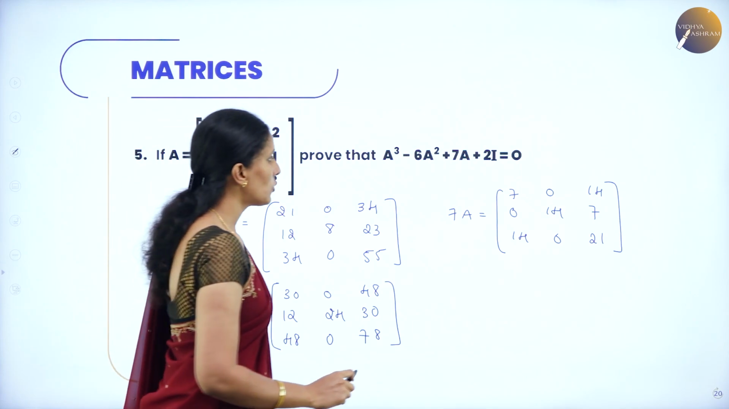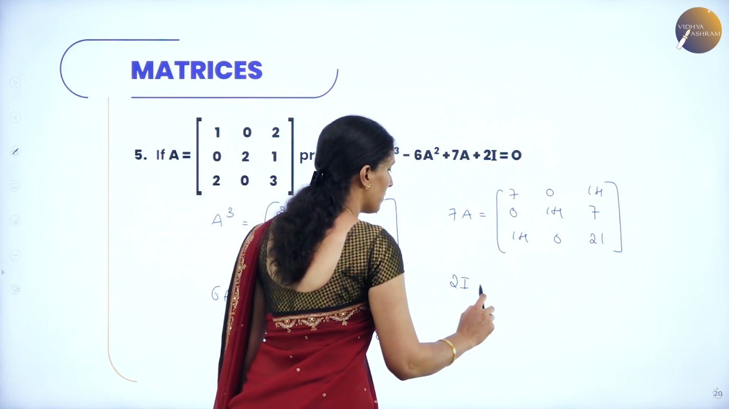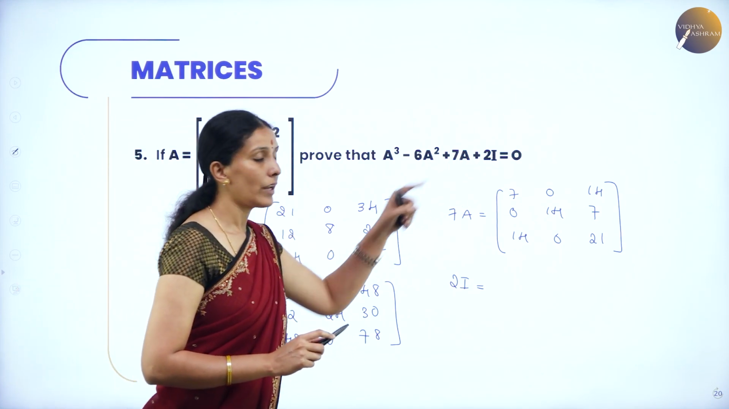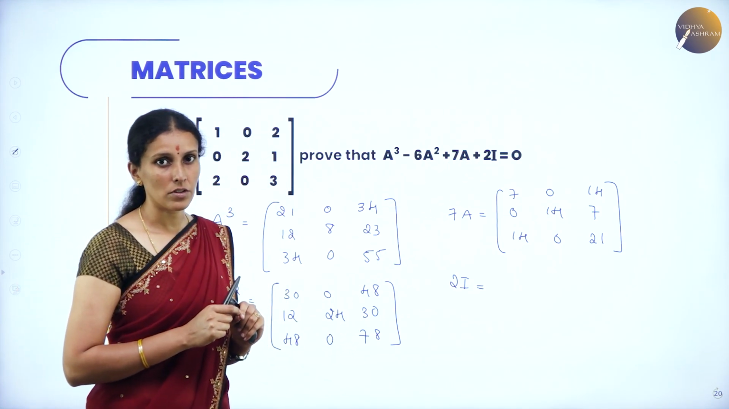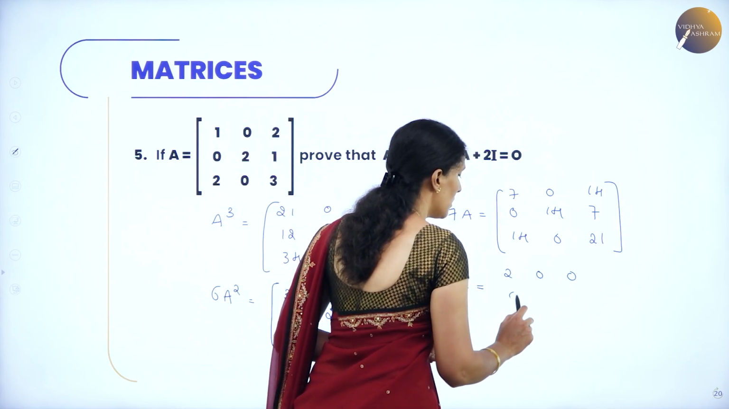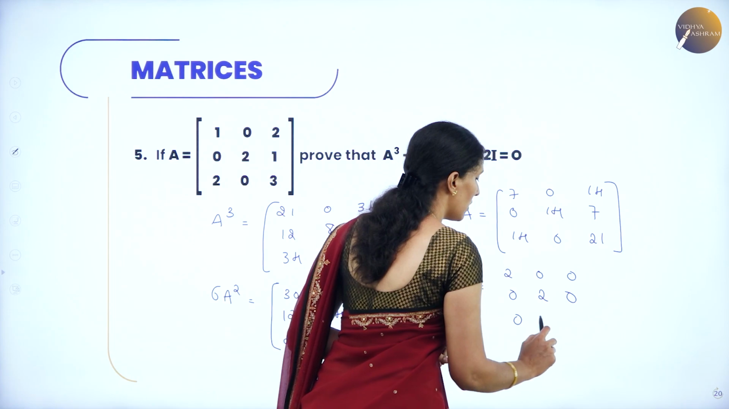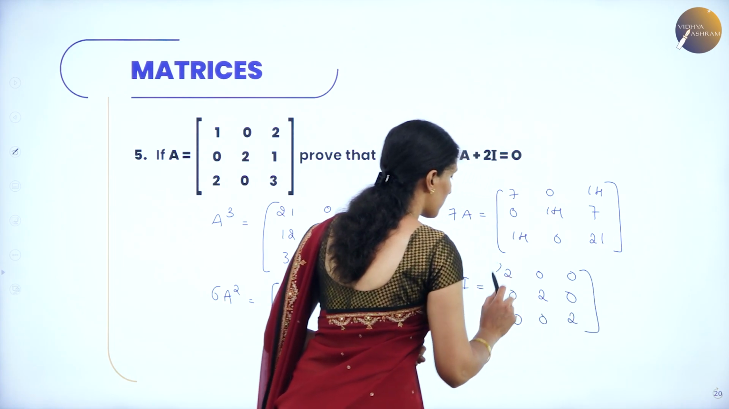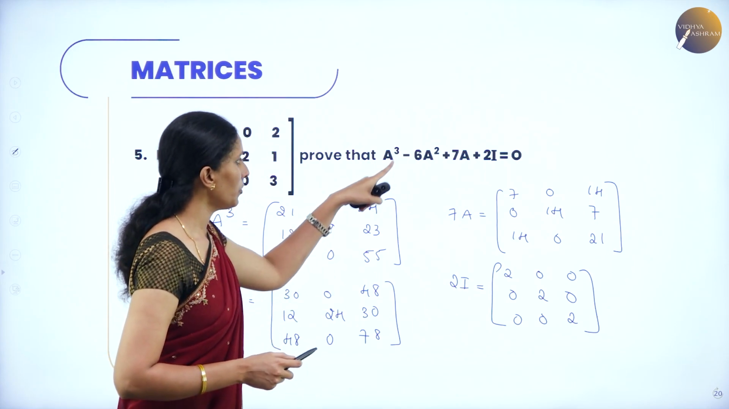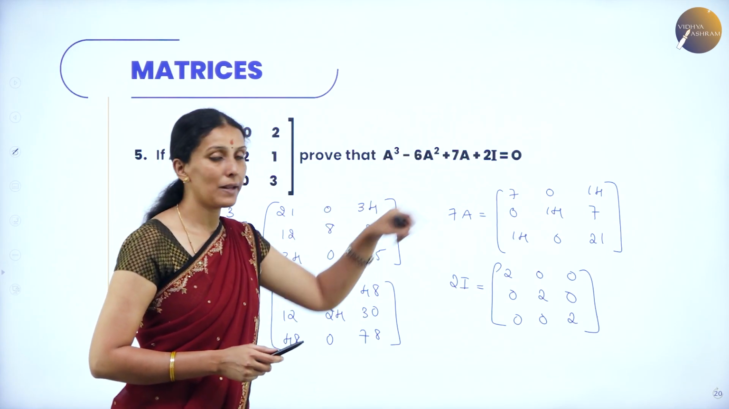And the last one is 2I. Since all of them are 3 cross 3 matrices, you have to take I as a 3 cross 3 matrix and multiply with 2. Then it becomes 2, 0, 0, 0, 2, 0, 0, 0, 2. So these are the solved matrices for A cube, 6A square, 7A and 2I.